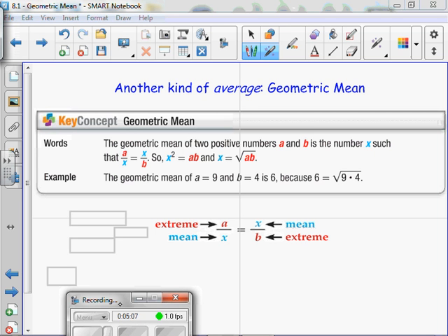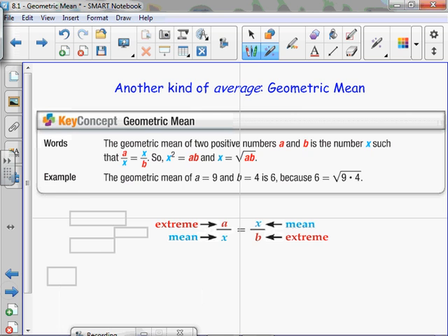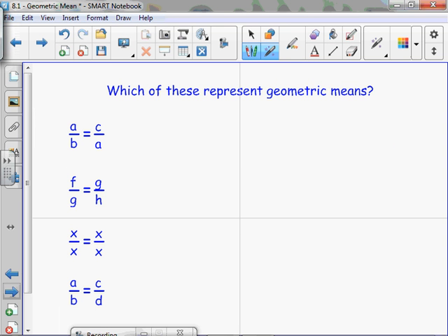All right. So moving on. I put up 4 different proportions. We're going to circle a couple of them. Which of these are going to represent geometric mean, and which of them do not? When you tell me something that does not, you got to tell me why.